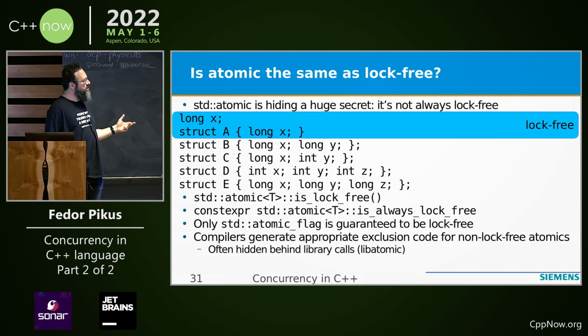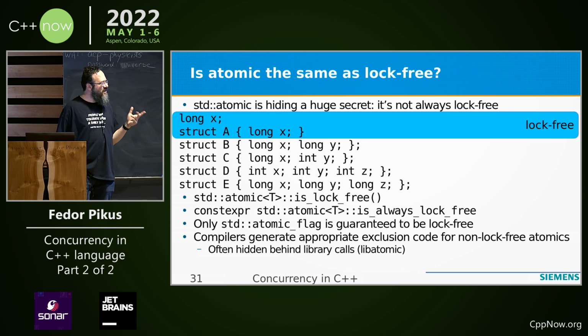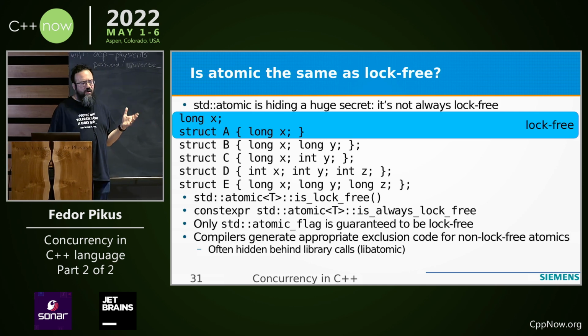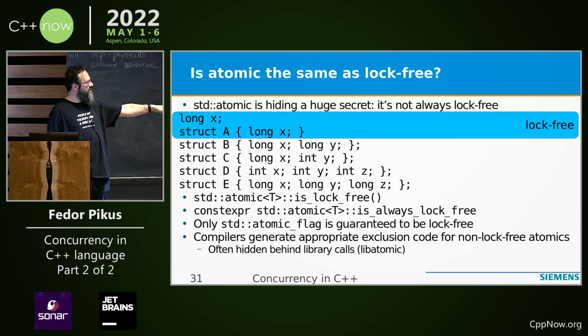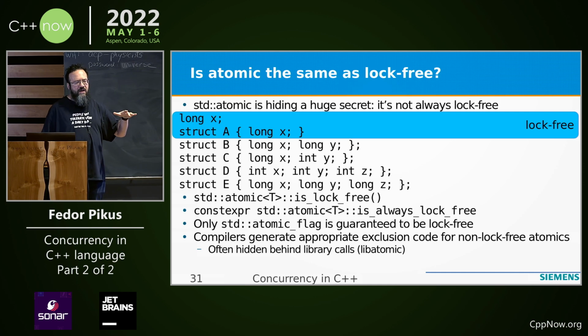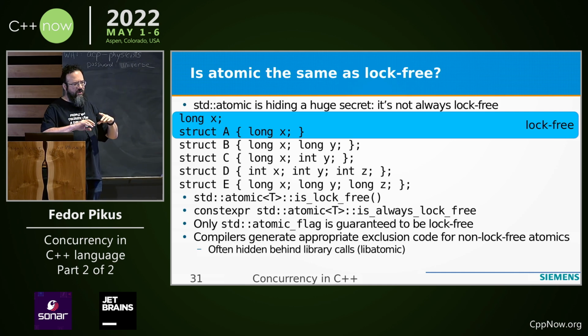Now, what happens if it's not lock-free? Compilers generate their own exclusion code. How do they do that? They either call libatomic, which has implementations for it, or they generate these implementations directly inline. Either way, there is usually some kind of little spin lock embedded in this whole thing, and they run a compare-and-swap loop on it, something like that.